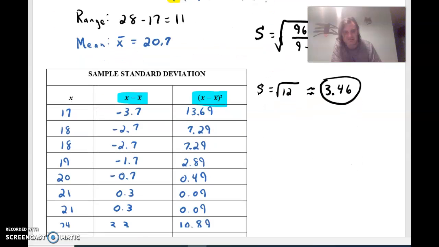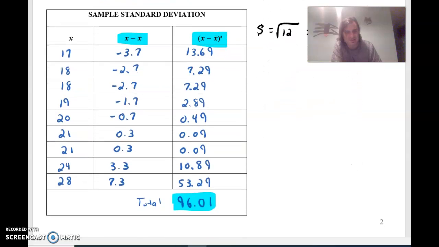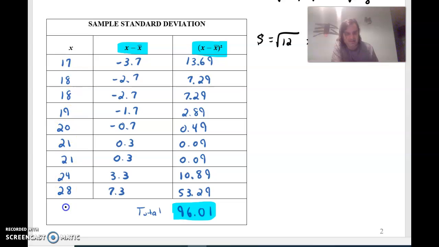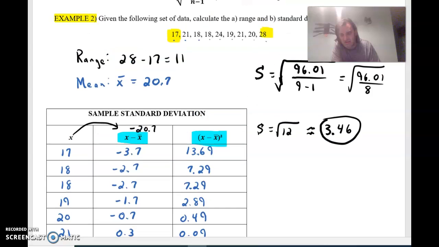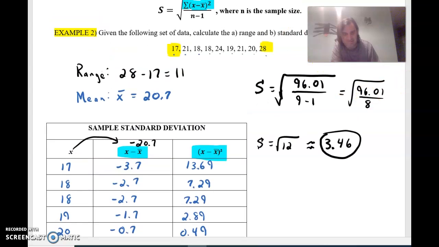But just to review in the closing seconds here, we took all the data points we had, all the values, and we subtracted the mean. So here we're subtracting 20.7 from every one of these individually. We squared them all and added up to get a total. Then we divided by 1 less than the number of items there was and took a square root. Okay, just go through those steps and practice. You'll see another example in the next video.